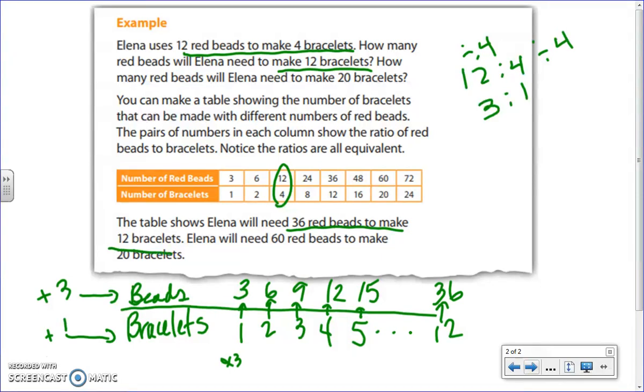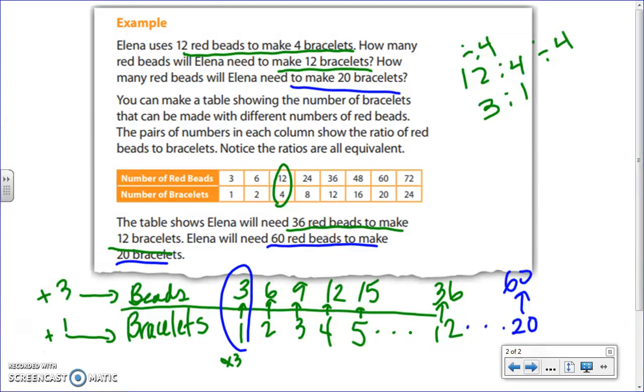Also, we could do the same thing when it asks how many she will need to make 20 bracelets. Well, if there's 20 bracelets, then I multiply that by 3, and we would need 60 beads. And so that's one of the ways that we've solved it using unit rates. We talked about 3 beads for 1, so we could use that pattern between the corresponding values to figure out 60 for 20 bracelets and 36 for 12.